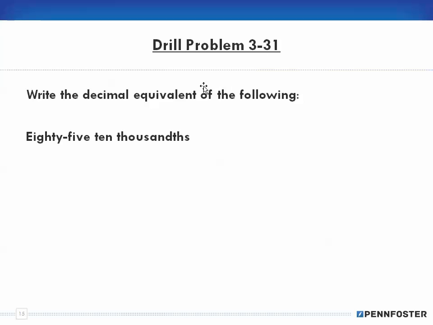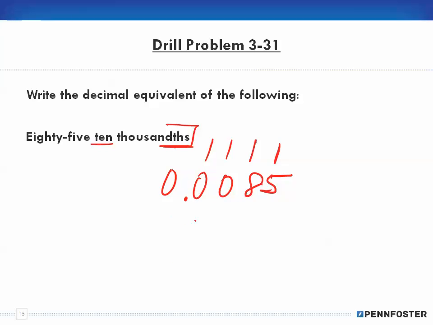3-31. Write the decimal equivalent of the following. Okay, 85 ten thousandths. That means it's a fraction of a whole. So I have 85, and since the 5 is in the ten thousandths, the 8 is in the thousandths, then my hundredths, my tenths, put my decimal and the leading 0. So my answer is 0.0085. Simple.